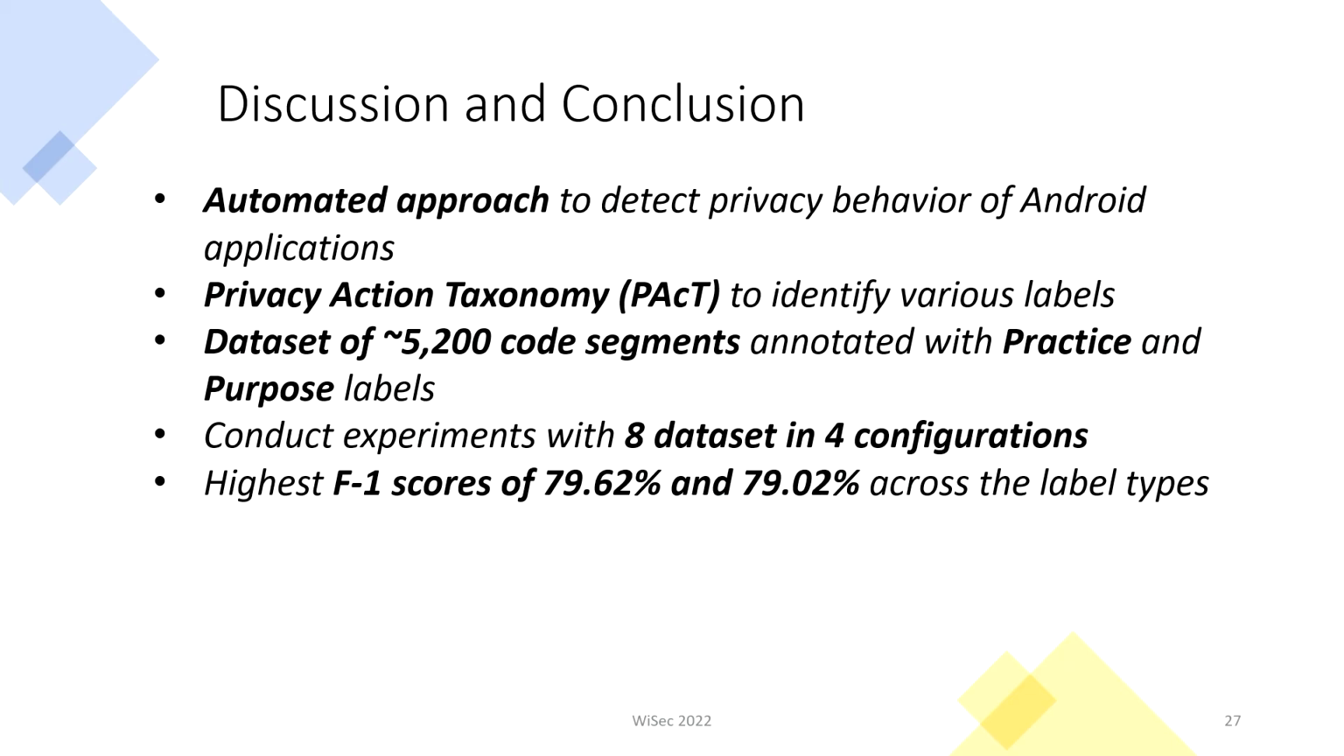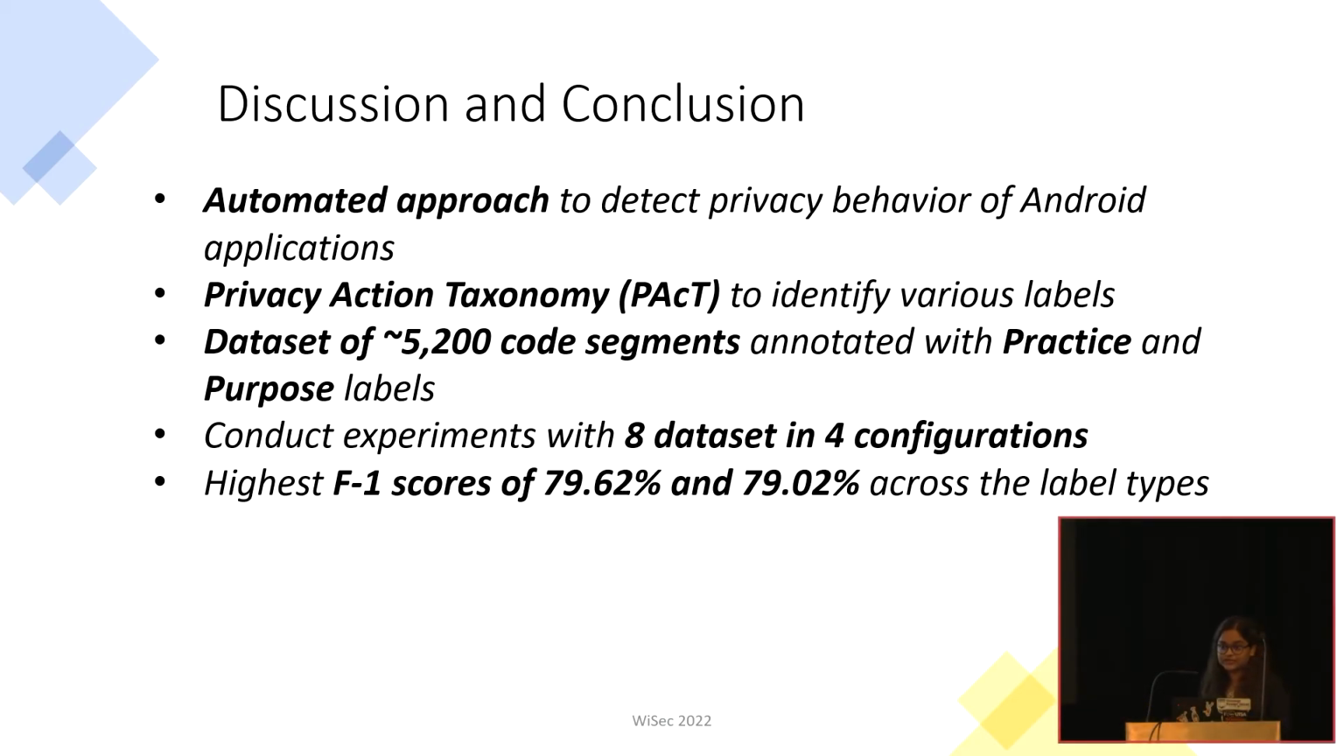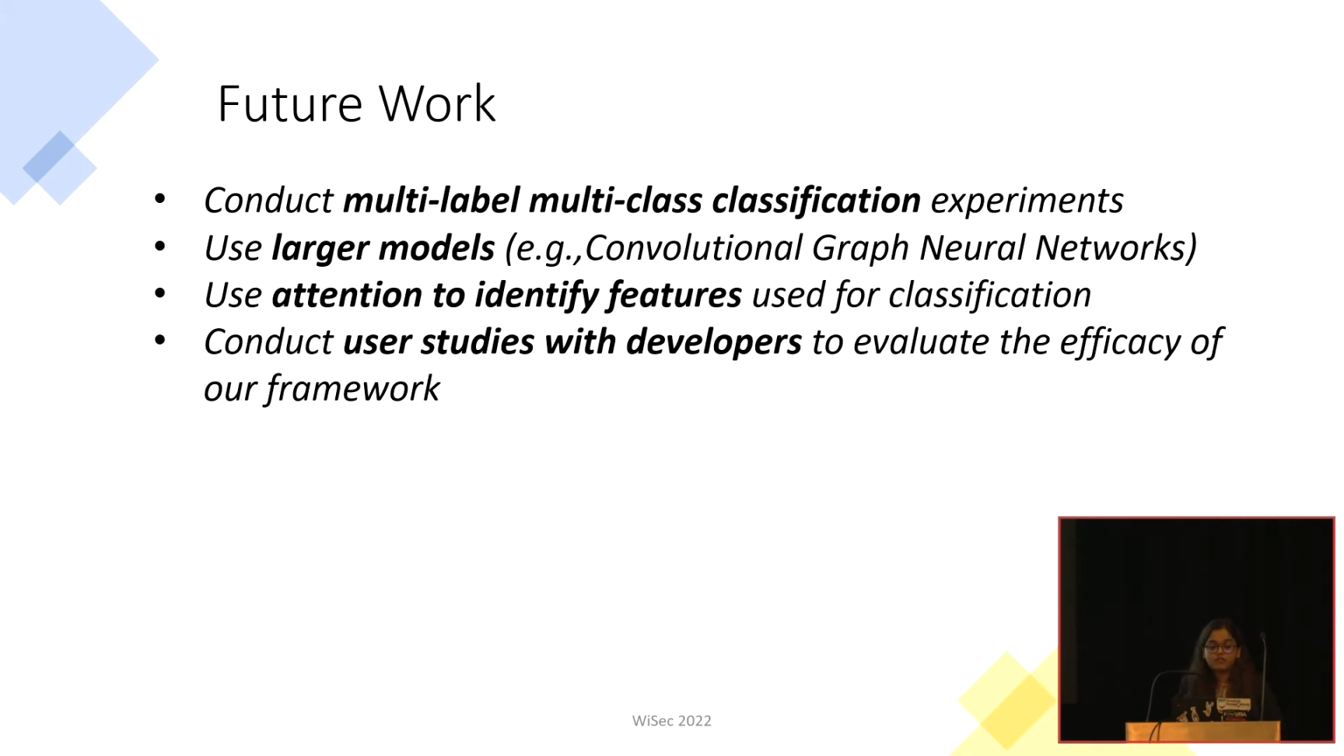In conclusion, I want to say that we introduced an automated approach that could detect privacy behavior in Android applications. To the best of our knowledge, we are the first so far to develop a taxonomy to identify privacy behavior specifically in source code. We also annotated 5,200 code segments with the practice and purpose levels that we have identified. We conducted experiments with 8 datasets in 4 configurations, and we achieved better F1 scores of 79.62% and 79.02% across the level types.